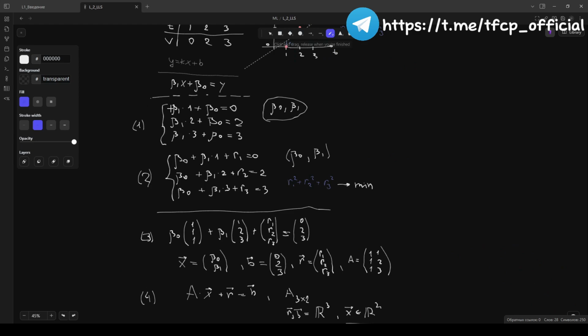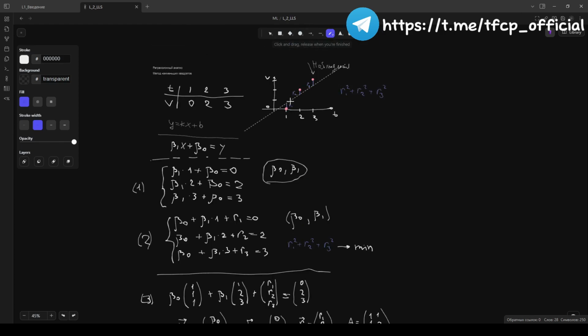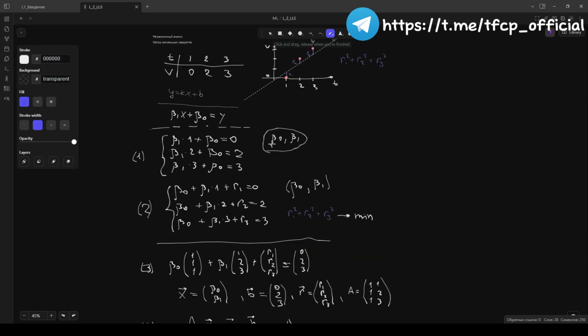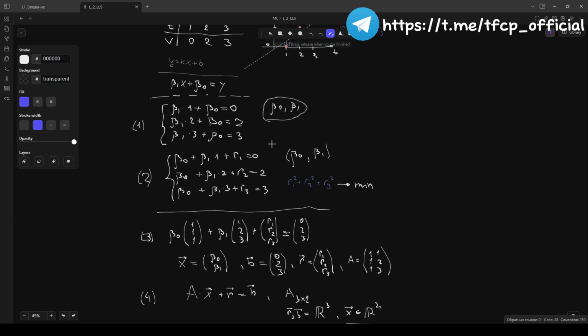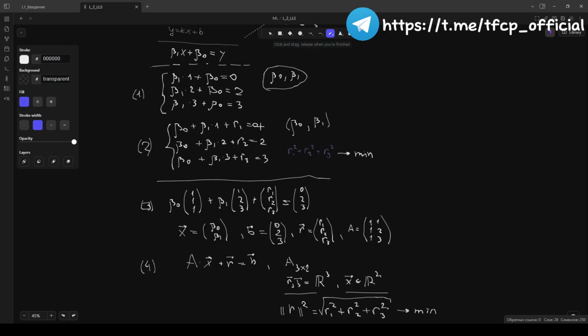We are solving this system of equations. We need to find beta 0 and beta 1 that satisfy this system of equations. But we understand there is no exact solution. So we will look for an approximate solution. How will we search for it? We will transition from system 1 to system 2. Here we have added residuals, in order to obtain a system of equations that has an exact solution. This system has a precise solution. However, there will be several such solutions, each potentially differing in minor details. In fact, there are many.